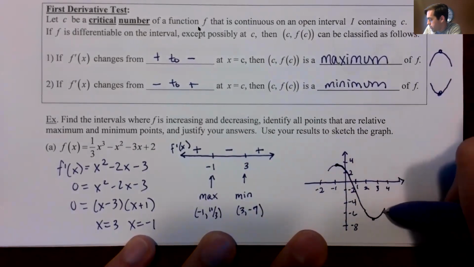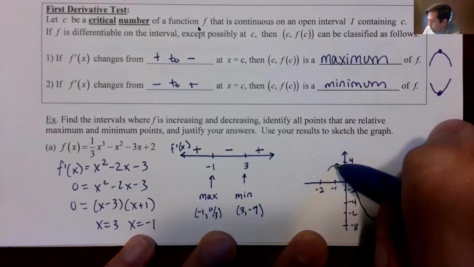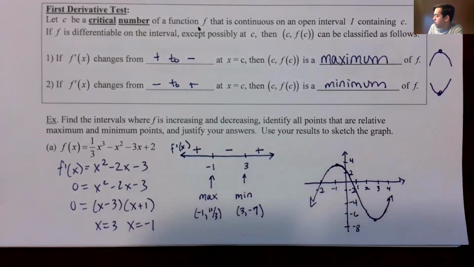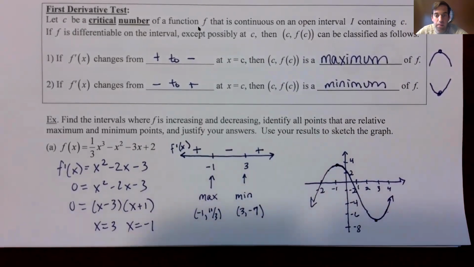So this is a rough sketch, so it's not going to look exactly like the real graph. But it has the right maximums and minimums, so that is good enough for this question. We're doing a rough sketch. All right, let's keep moving.